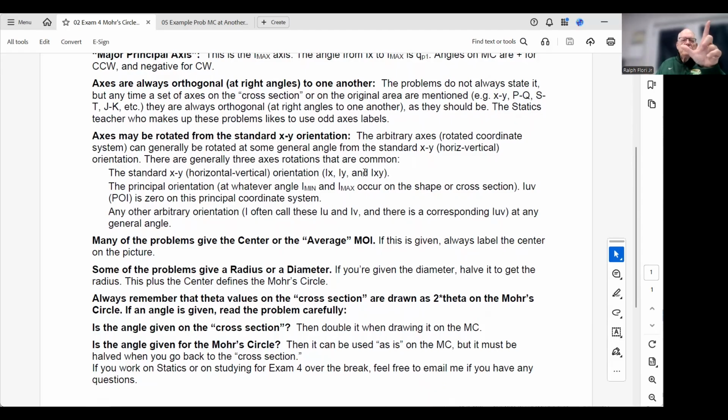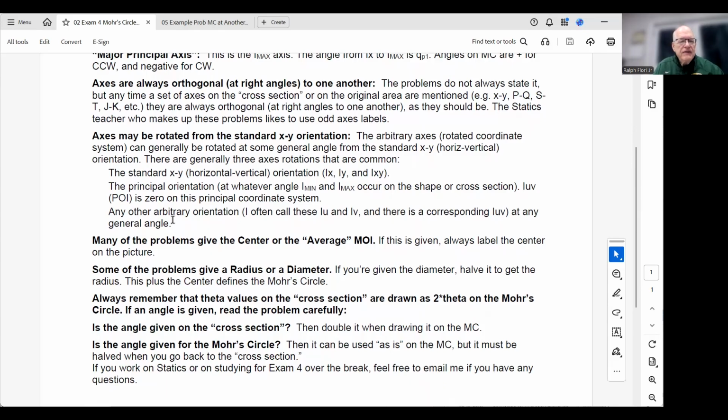At some orientation, there will be the principal orientation at theta P from X. About that set of axes, you'll have the Imax and the Imin, and IXY at that orientation is 0. Again, we might call that the principal axes.